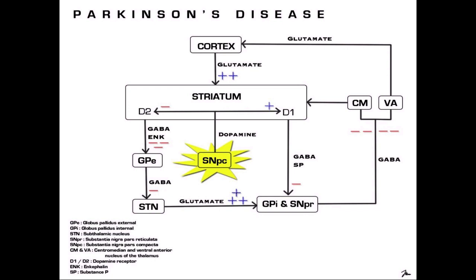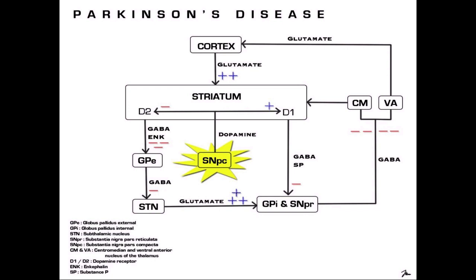Let's first follow this through the direct route. If we have less dopamine being produced, we're going to stimulate the D1 receptor less, so I took one of the positive marks away. If we stimulate the D1 receptor less, it's going to put out less GABA, and so we're going to have less GABA inhibition of the output nuclei. If you inhibit the output nuclei less, then they're going to crank out more GABA going through the ventral anterior nucleus of the thalamus. It's going to inhibit that more, and so we're going to have less glutamate going back to the cortex. Patient slows down, so they can't move well.